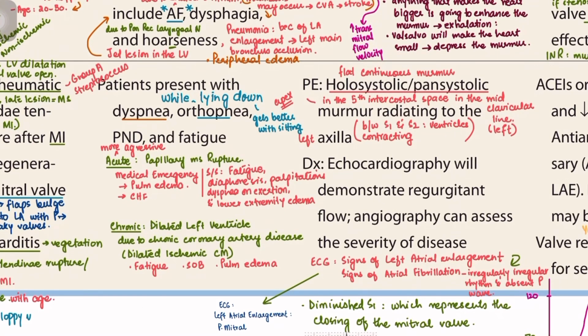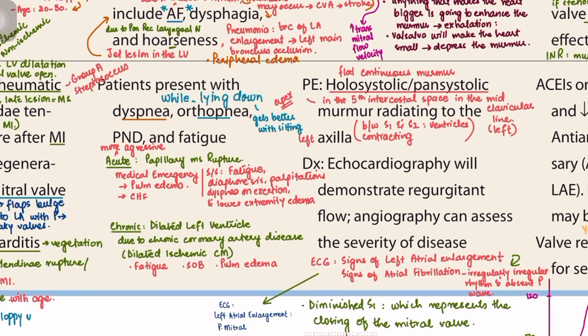How will the patient present to you? The patient will present to you with dyspnea, which means shortness of breath, orthopnea, which means getting breathless while lying down, paroxysmal nocturnal dyspnea, which happens during sleep, and fatigue. The orthopnea, which is getting dyspneic while you lie down, gets better with sitting.